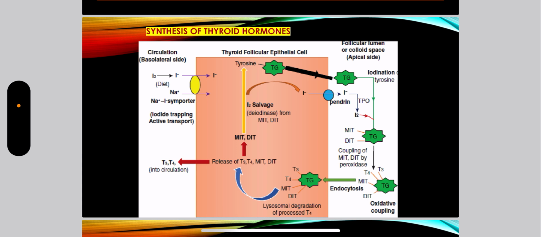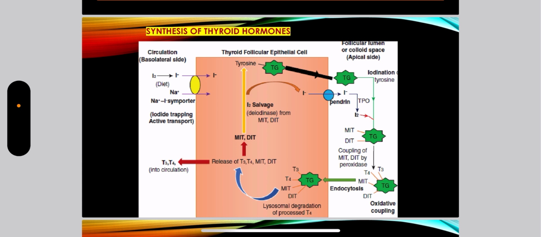So iodine, which we get from iodized salt, gets converted into iodide inside the body. You can see here I2 converted into iodide that we take from diet. Once it is converted into iodide, it undergoes trapping, or entry inside the thyroid follicular epithelial cells. You can see over here, with the help of sodium iodide symporter, there is active transport of iodide from circulation inside the thyroid follicular epithelial cell. It is located at the basolateral site.